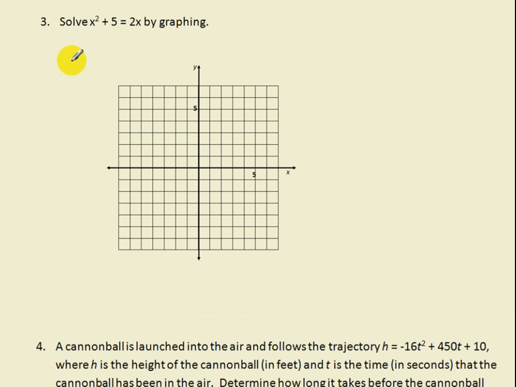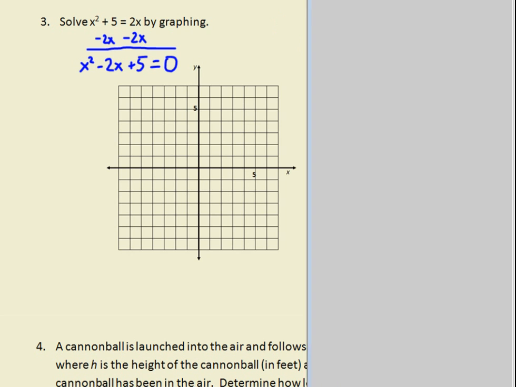Okay, number 3, solve x squared plus 5 equals 2x by graphing. And again, we want this set equal to 0, so I'm going to subtract 2x from each side so that we end up with a negative 2x on the left side. So x squared minus 2x plus 5 equals 0. And then we graph that.